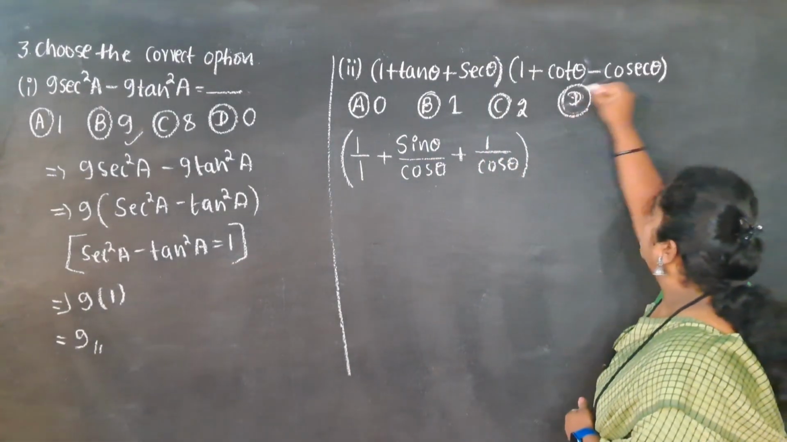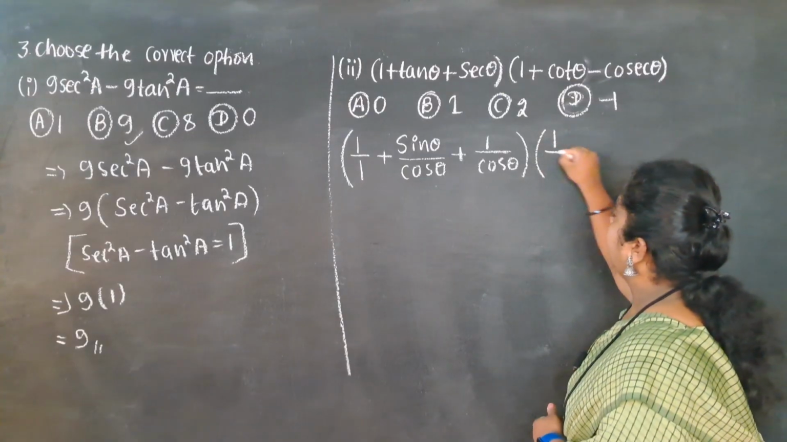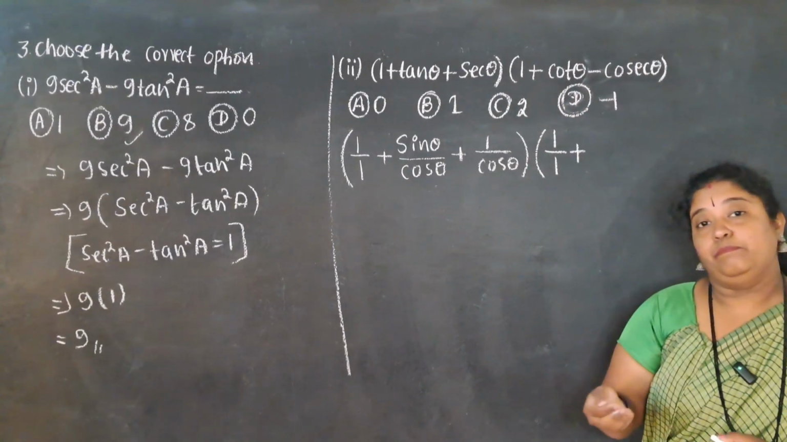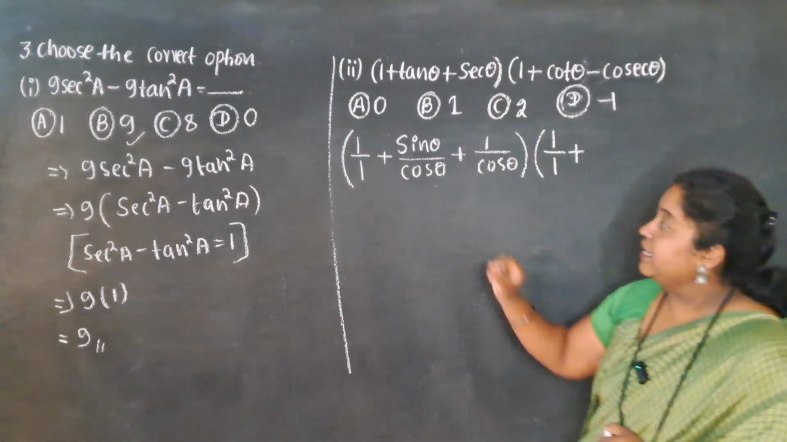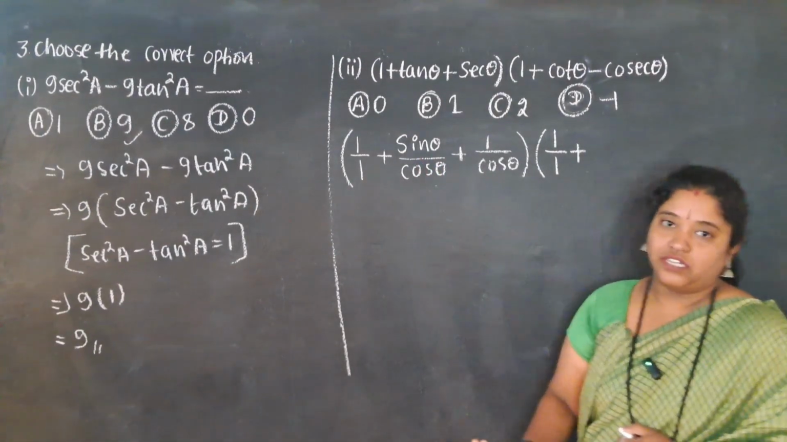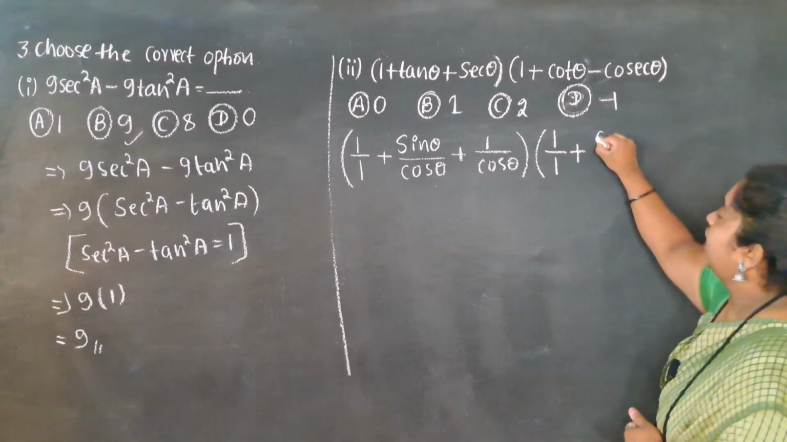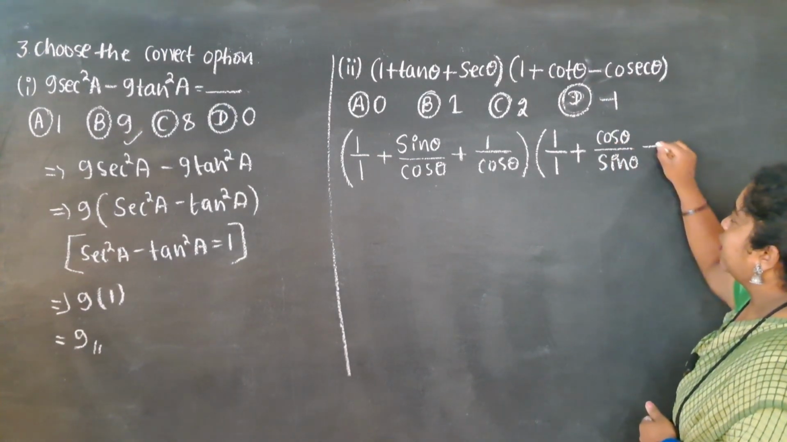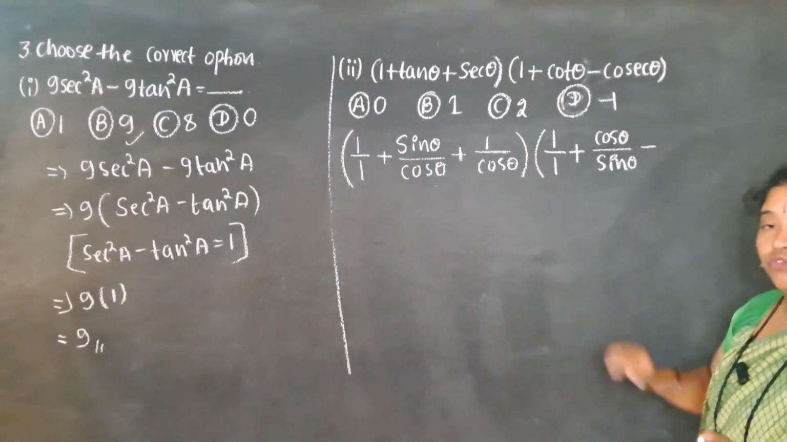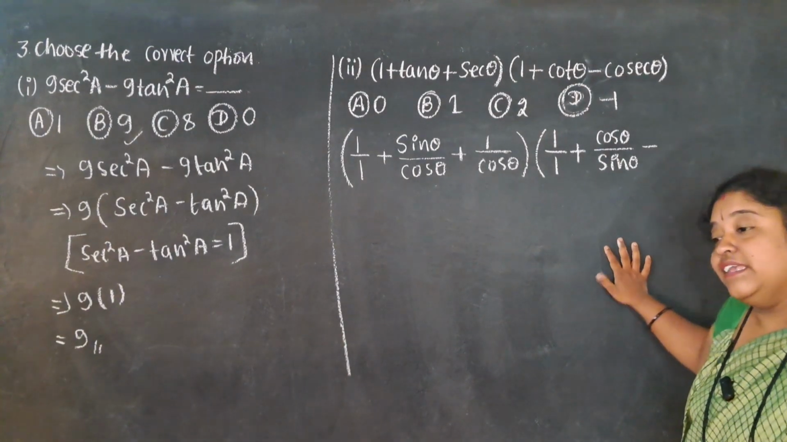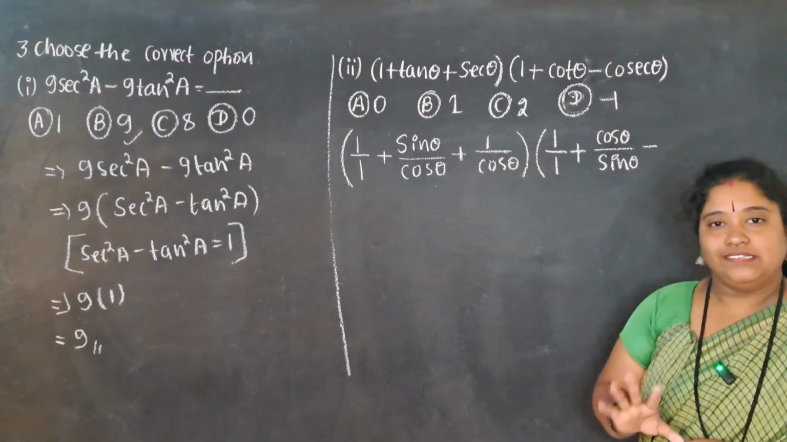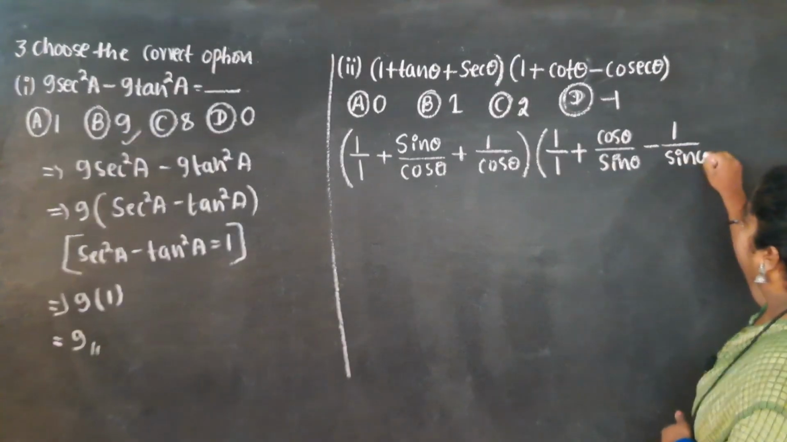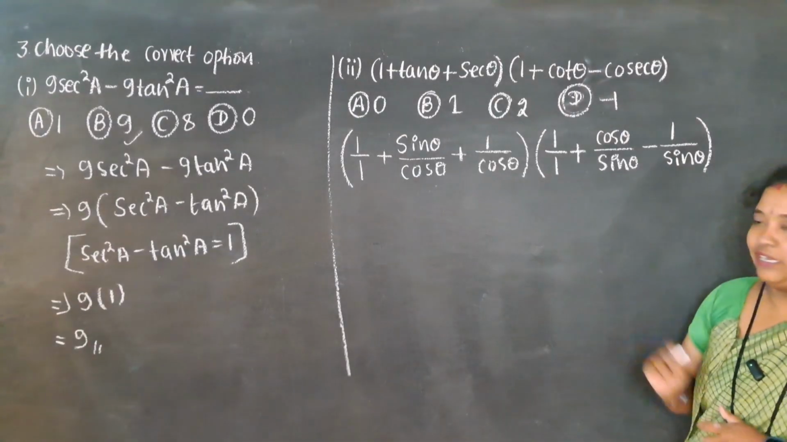Understood? Now we'll move to this part. Okay. So again we have 1 plus cot theta. Cot is the reciprocal of tan. If tan can be written as sine theta by cos theta, then cot can be written as, dears, cos theta divided by sine theta, minus cosec theta. You know the direct link. Cosec is the reciprocal form of sine theta. So I'll be writing cosec theta as 1 divided by sine theta. I hope it is understood.